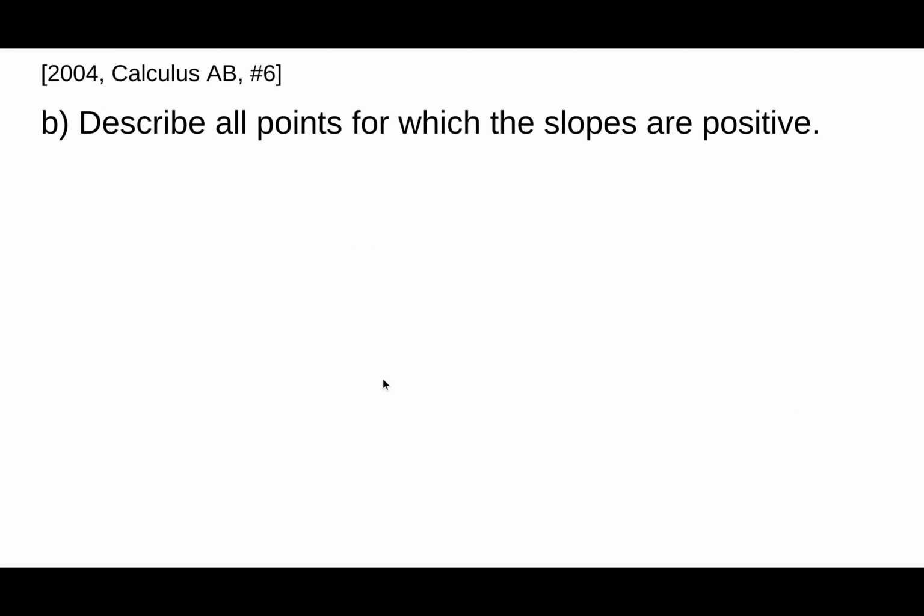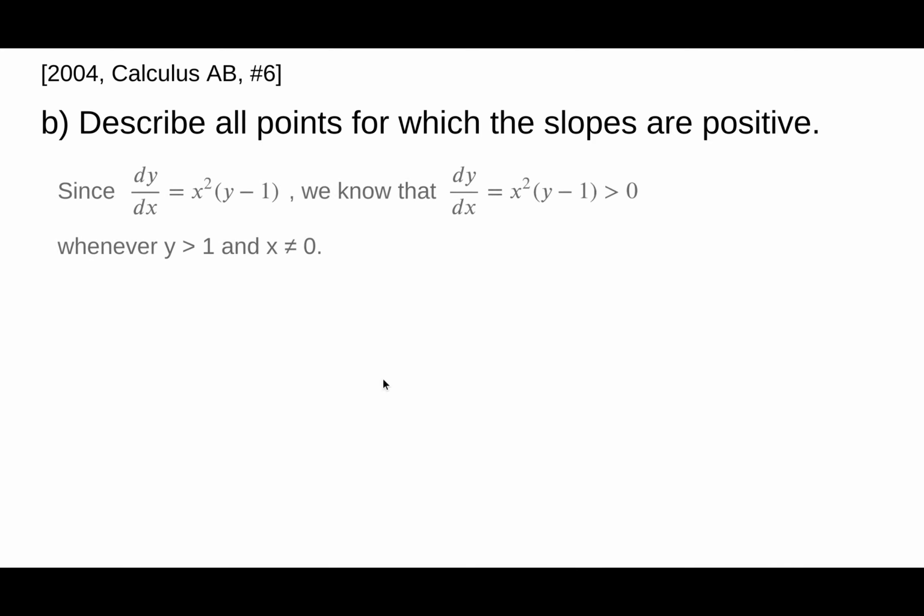Part B asks us to describe all points for which the slopes are positive. Well, in order to do that, we have to take our expression dy/dx and figure out when it is going to be greater than 0. So dy/dx equals x squared times (y minus 1) needs to be greater than 0. Notice, if x is 0, it doesn't matter what y is. The entire expression will evaluate to 0, and we don't want that.